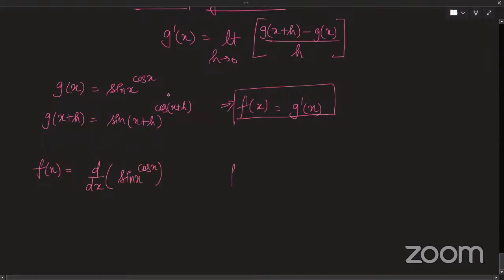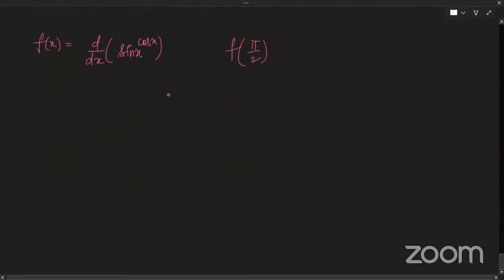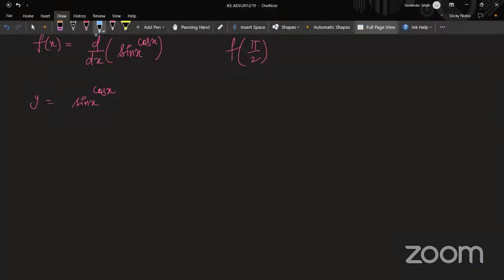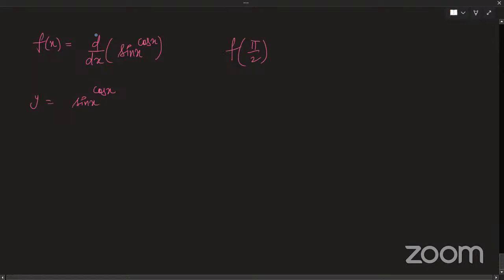And it is asking you what is the value of f of pi by 2. So first of all, you will calculate your derivative and then you will substitute your value of x equal to pi by 2. So how will you take the derivative of sin x raised to cos x? Tell me, how should we do it? By applying logarithm. Okay, great. So I take ln on both sides.